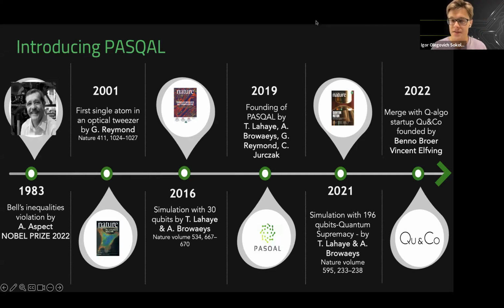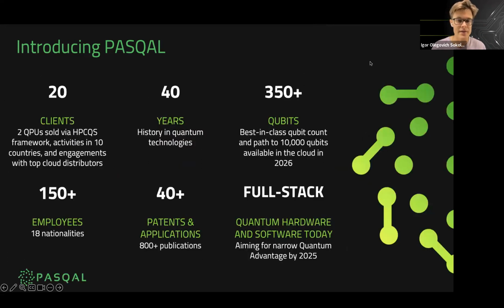Since then, in 2022, there was a merger between QNCO and Pascal. I was meant to be joining QNCO, but since it was merging with Pascal, it was really great, because with QNCO we were only specializing in algorithms, and now we were also developing the actual hardware. Now we have a lot of clients, our people are very experienced in the topic, and we have a very large number of qubits, 300, and a clear path to scale it up to 10,000 with specific methods.